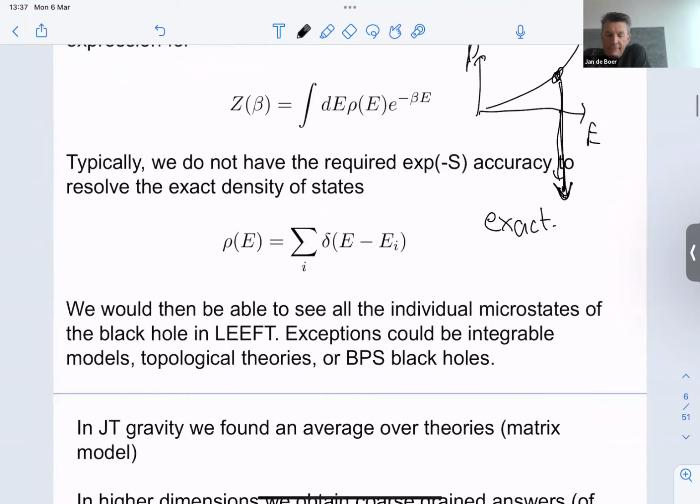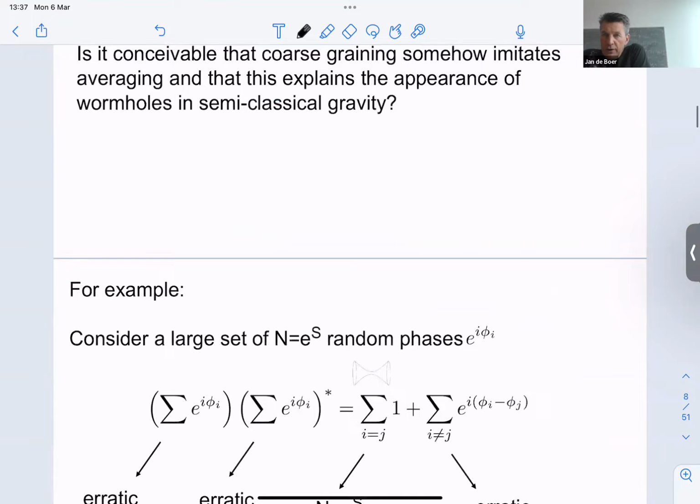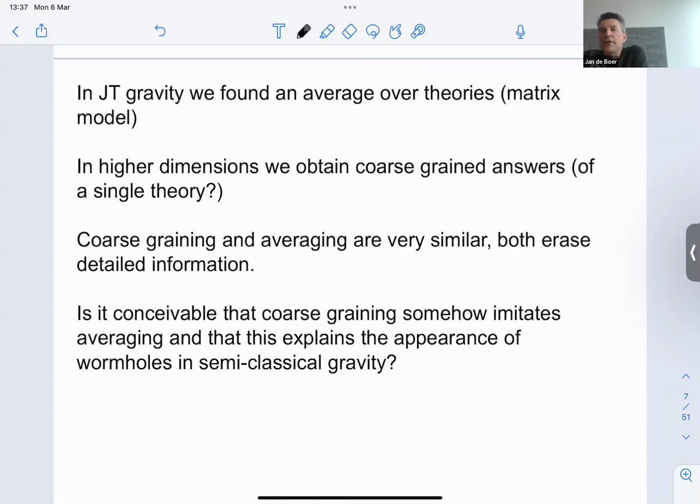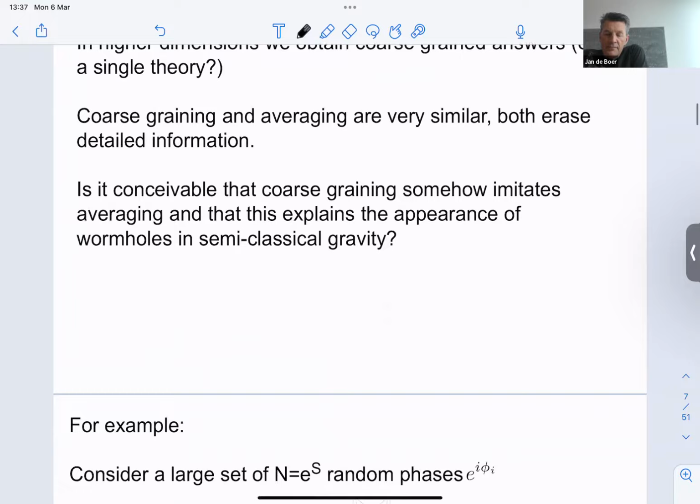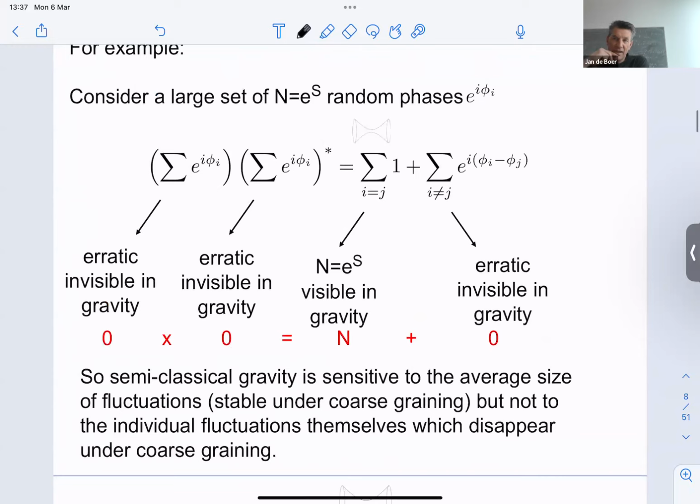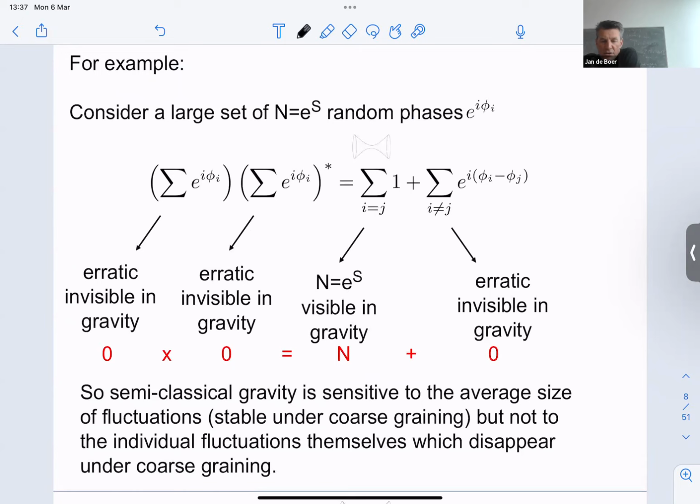Yeah, so it's an interesting question whether coarse graining can somehow imitate averaging, and whether it's coarse graining that is fundamentally responsible, and this relates to Ion's question, for the appearance of wormholes. This will be one of the important points that I want to make. Let's first see, in a very simple cartoon setting, so this is not a realistic model of any sort, suppose you take n random phases.